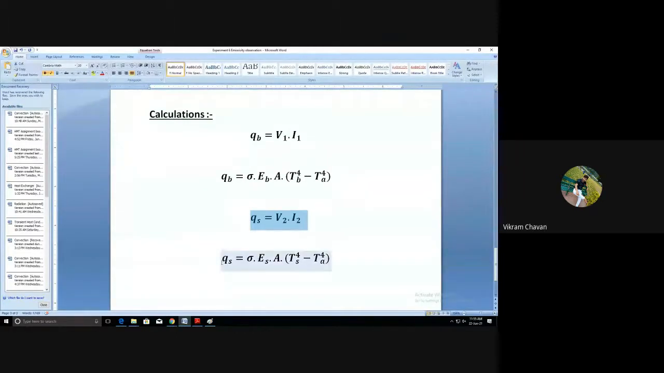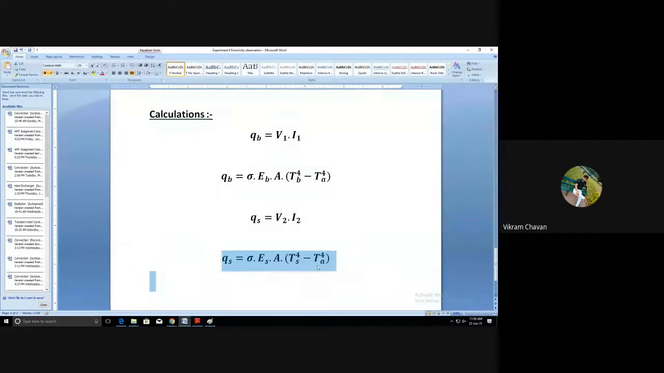And further, according to the Stefan-Boltzmann law, we can calculate Q suffix S, that is the heat supplied to the test plate, which is equal to sigma multiplied by E suffix S multiplied by A multiplied by, inside the bracket, T suffix S raised to 4 minus T suffix A raised to 4, where this T suffix S is nothing but the temperature of the test plate, and E suffix S is the emissive power of a test plate.